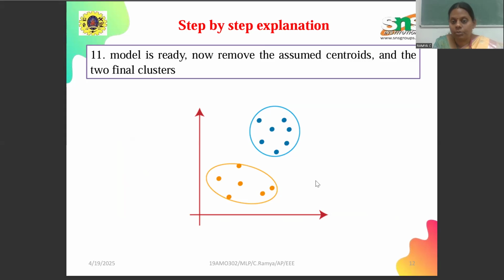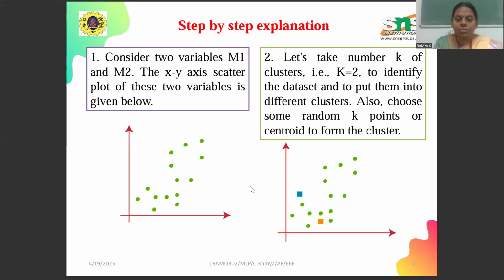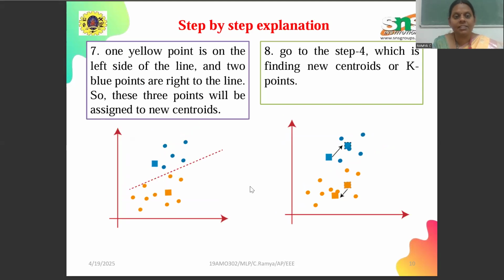Now remove the assumed centroids, that is, our assumptions. Then we form the clusters by means of the k value, which we assumed as 2. So here we have formed the 2 clusters. I hope you have understood by these examples. The statement as well as the XY scatter plot is easily understandable by means of k-means clustering.